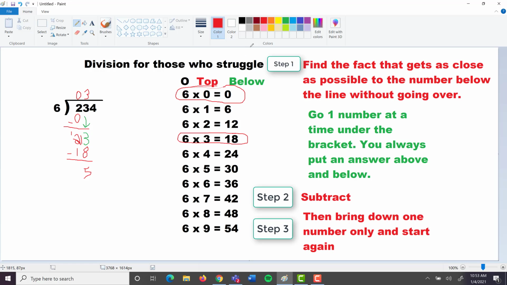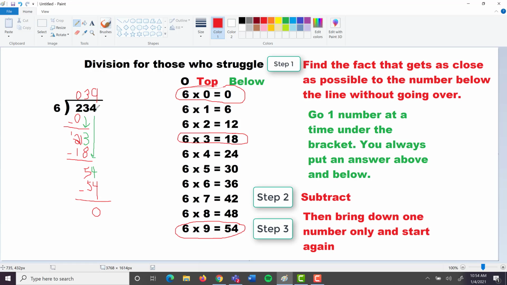I have to bring down one number at a time. So I'm going to bring down my 4 under the line. And here's my new number. Start again. Okay, which answer over here gets me as close as possible to 54 without going over? Well, that's 54. That's as close as possible, all right. It is 54. Okay, so this number goes up top. The answer goes below. I subtract. 54 minus 54 is 0.